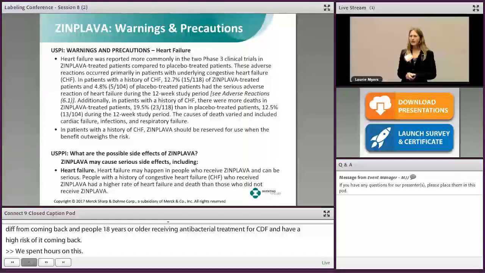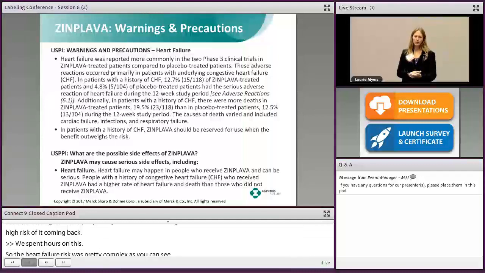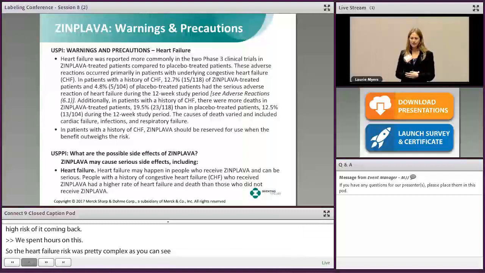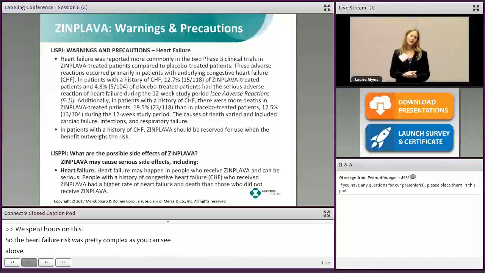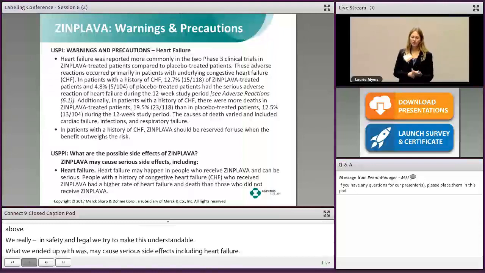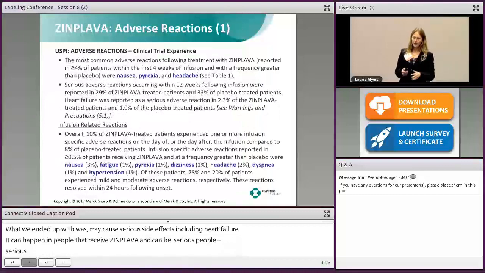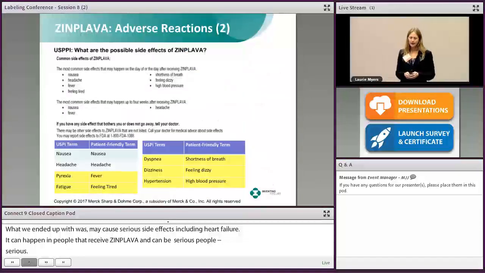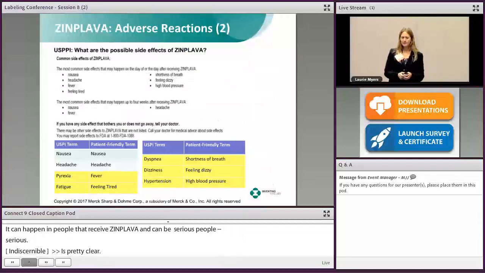This was one we spent hours and hours on. The heart failure risk was pretty complex, as you can see above. And when I say we, safety, legal, many of us in the room tried to make this understandable. So what we ended up with is: it may cause serious side effects, including heart failure. It can happen in people who receive ZINPLAVA and can be serious. People with a history of congestive heart failure, CHF, again important, give people the language they use, who received ZINPLAVA had a higher rate of heart failure and death than those who did not receive ZINPLAVA. Pretty clear, right? And you think about it, it's pretty complex data at the top.